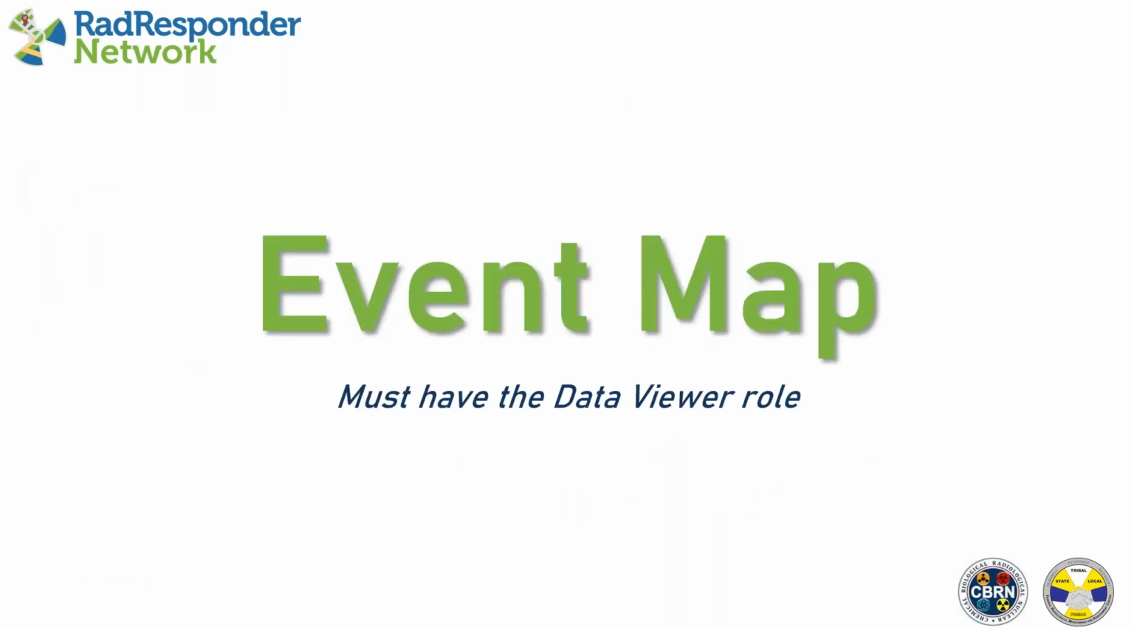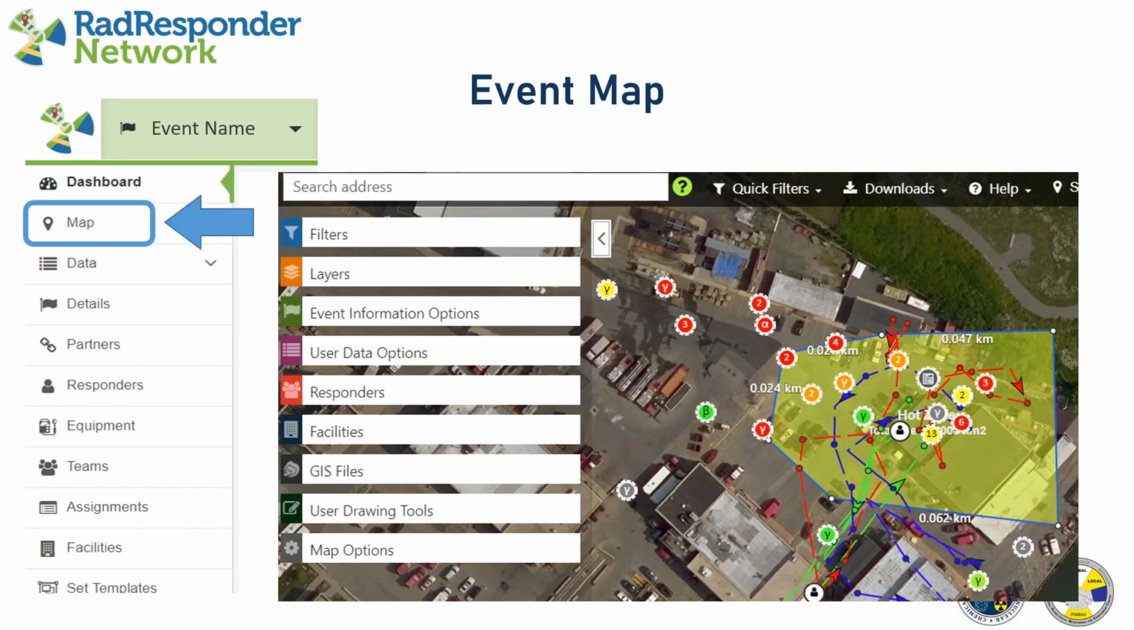Next, we're going to navigate over to the event map. This is very similar to those data tables, except instead of seeing them in a tabular format, you are now going to see those data points in a geospatial environment. To navigate to your event map, of course, once you're in your event space, just click Map, and you'll be brought to a page that looks something like this.